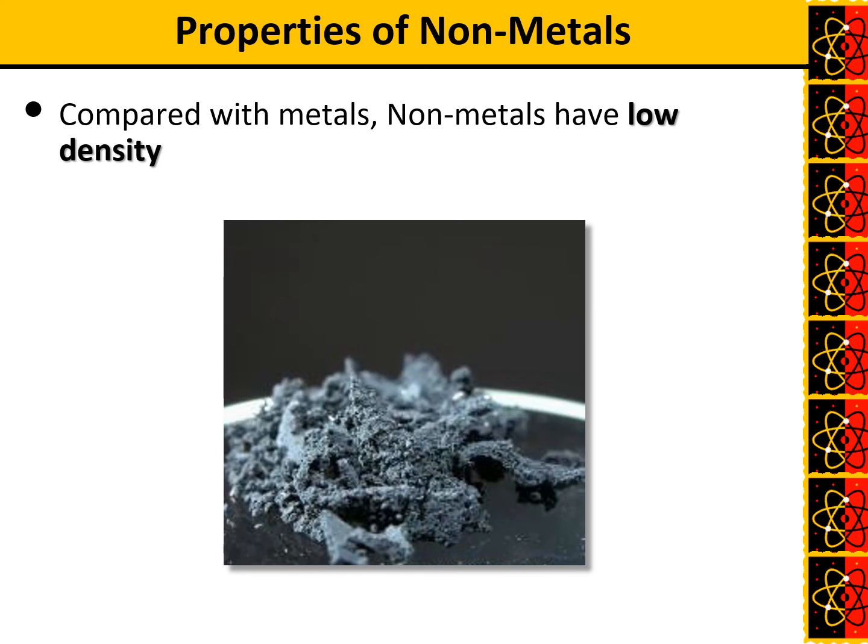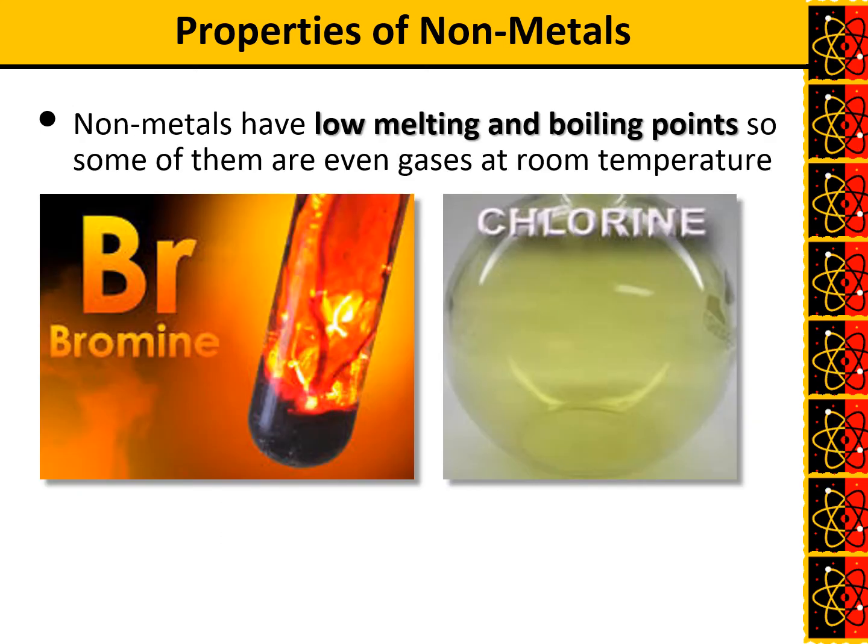Compared with the metals, the non-metals have low density. Now, the density depends on the element. Some of the densities are so low that the substances are gases. They have very low melting and boiling points. That means that liquid bromine, for example, has a very low melting point, and the boiling point of chlorine is below room temperature. That's why chlorine is a gas.